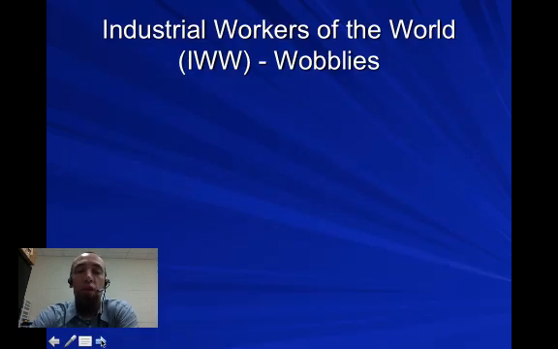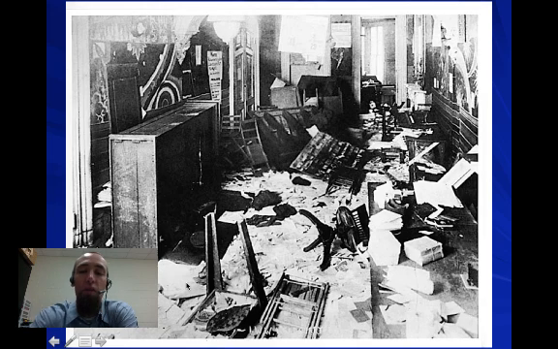The main groups that were targeted by this were groups like this. I've got the Industrial Workers of the World. They were a labor union, nicknamed the Wobblies, but they were the people who would have to worry about the Palmer raids, because industrial labor unions were seen as communist and socialist type organizations by a lot of people.